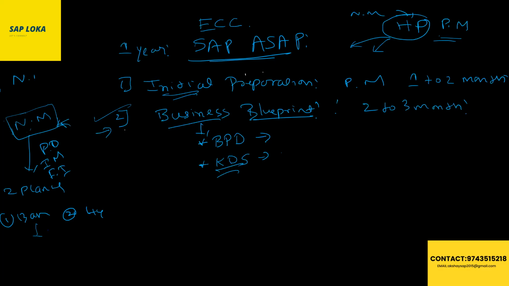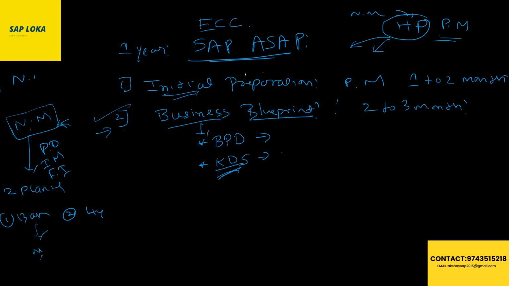Under these plants, how many materials will come, and how many storage locations? In that material, what number ranges do I need to give? What material types do I have: raw materials, finished materials, semi-finished materials? What all I need to know, and how I need to create it in SAP, we need to write everything on paper beforehand. So we'll prepare that in the KDS document.